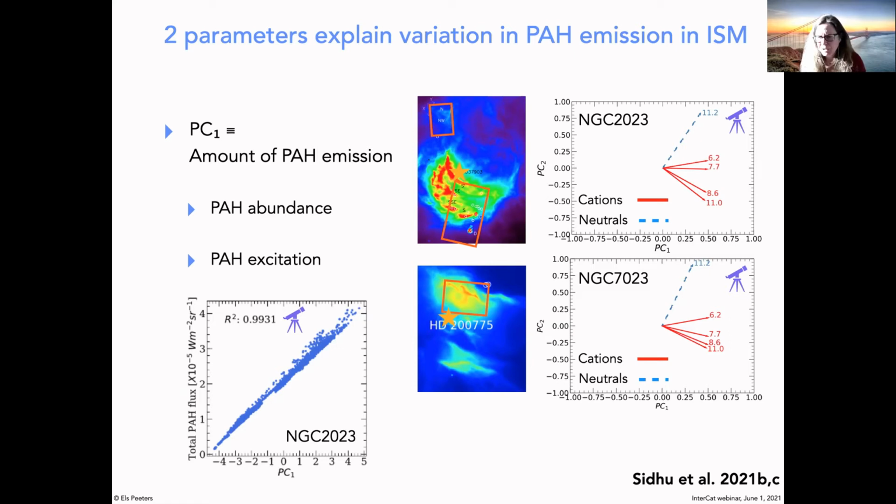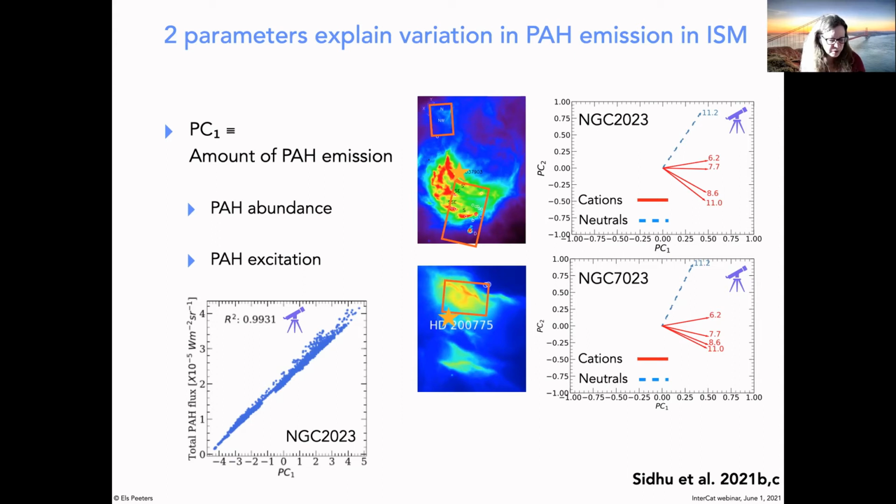Now, the amount of PAH emission depends on 2 parameters. First of all, the PAH abundance, and also the PAH excitation, because the PAH molecules need to absorb some energy before they can emit. So it's not surprising that the amount of PAH emission is the most important component.